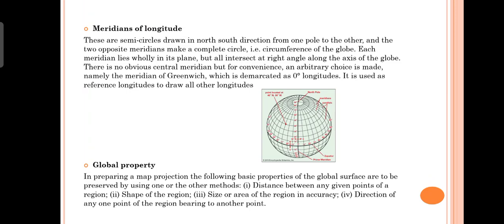Next is global property. In preparing a map projection, the following basic properties of the globe surface are to be preserved by using one or the other method. First one is the distance between any given points of a region. Second, shape of a region. Third, size or area of the region in accuracy. Fourth, direction of any one point of the region bearing to another point.